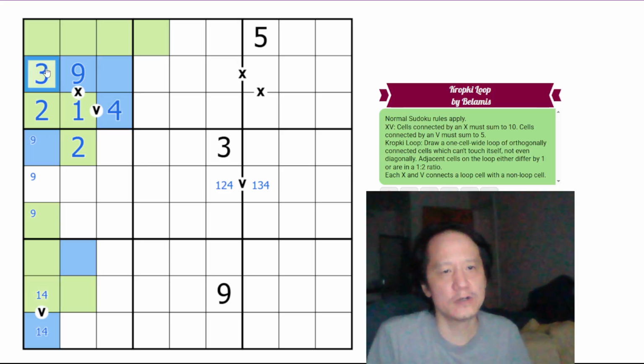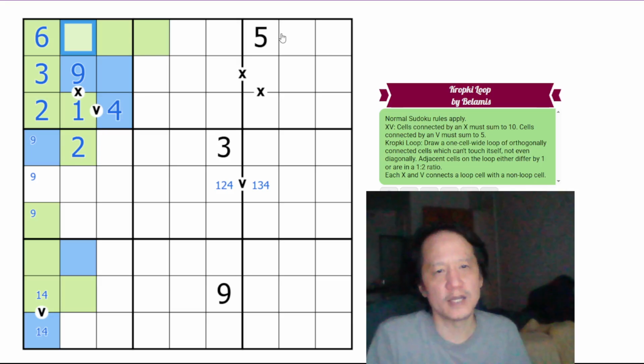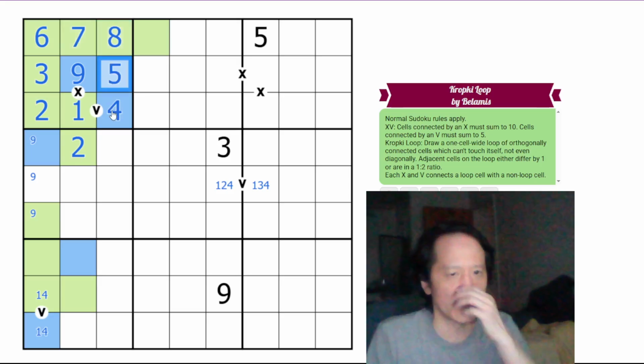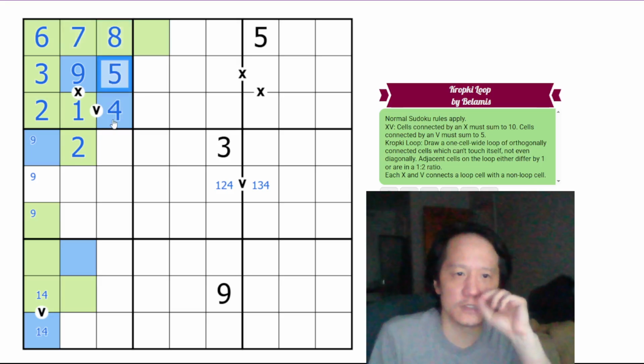3 is here. 3 can only be... It's consecutive with 2 and 4, but those are already taken in the box. So it's in a 1 to 2 ratio with 6. 6 can be consecutive, because the 1 to 2 ratio is already taken. So it cannot be 5 here, so this must be 7. 7's only consecutive with other digits, so this must be 8. That's a 5. So those are guaranteed.